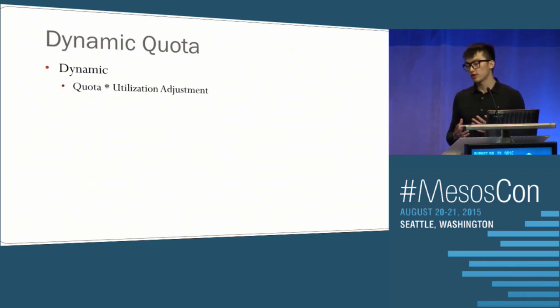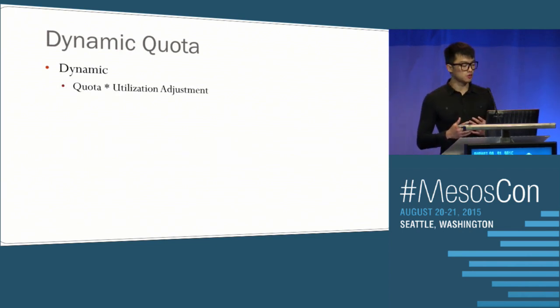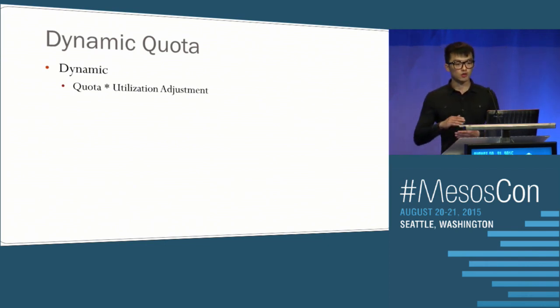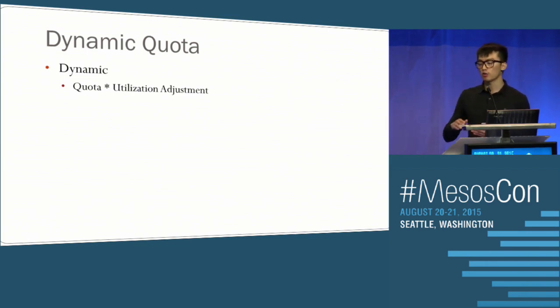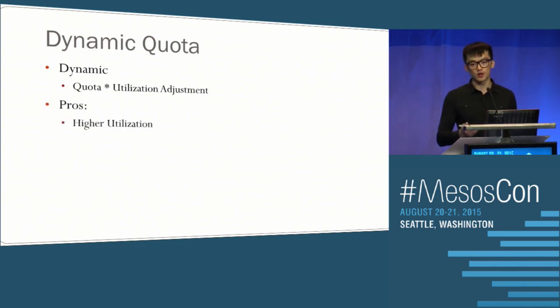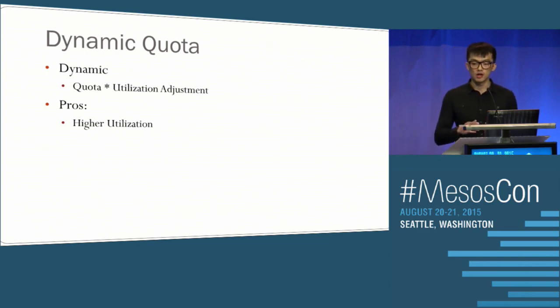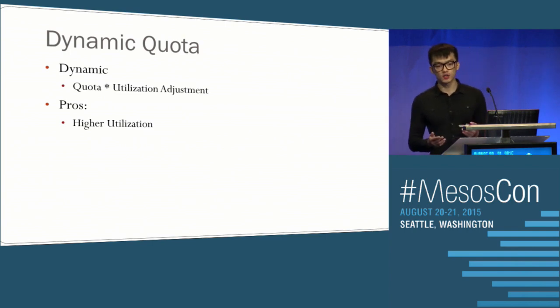So a natural thing to do next is we want to adjust the quota based on the cluster utilization. So the lower the utilization is, the higher we want the quota to be such that we can utilize the cluster much, much better. So this leads to a higher utilization during those non-peak hours. The utilization can go up from 30-40% to 70 or even higher percentage.